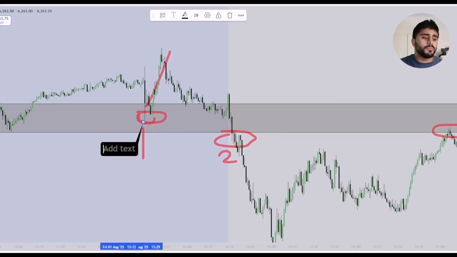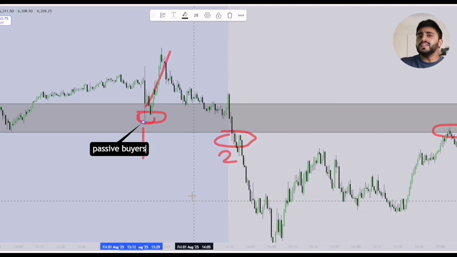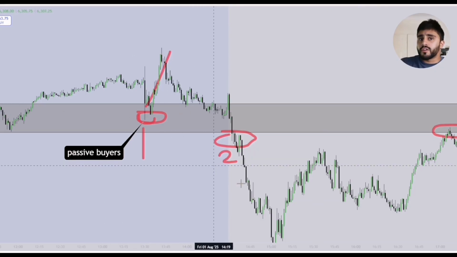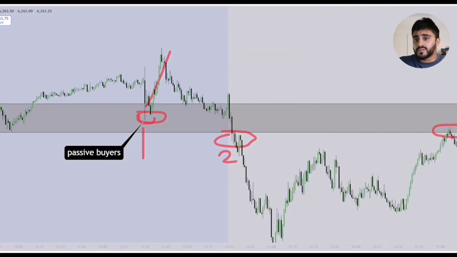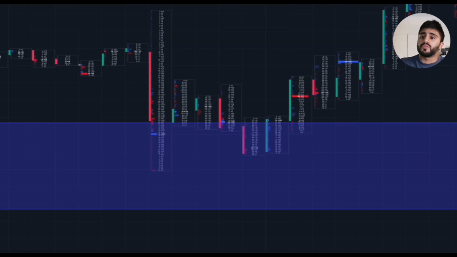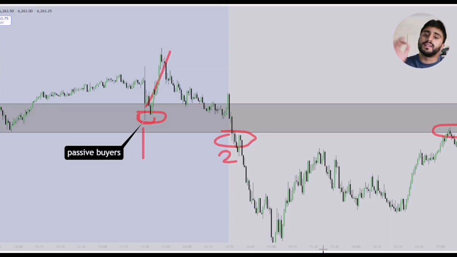Now quickly, what are passive buyers? What do passive buyers represent? So I'm just going to write here passive buyers. These passive buyers are active, they drive price higher. Passive buyers are going into the market with limit orders. So what are limit orders? There are aggressive participants or market orders, and then there are limit orders.